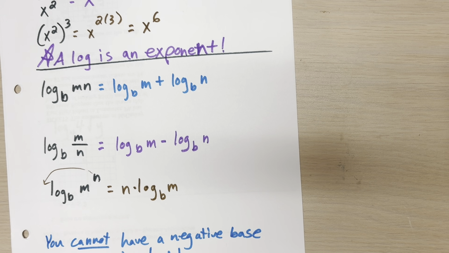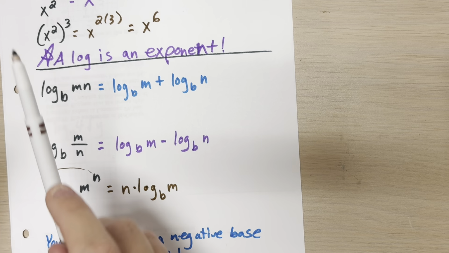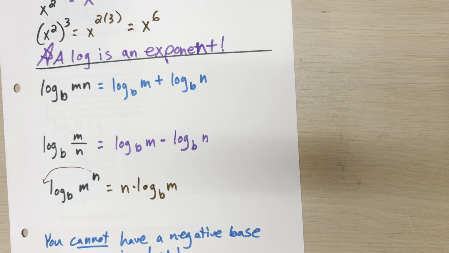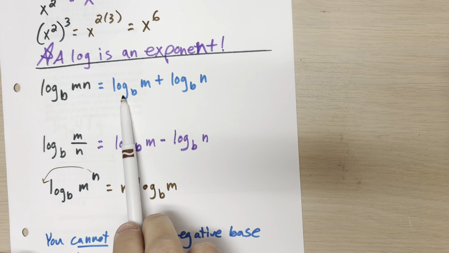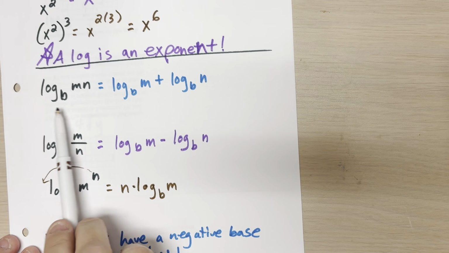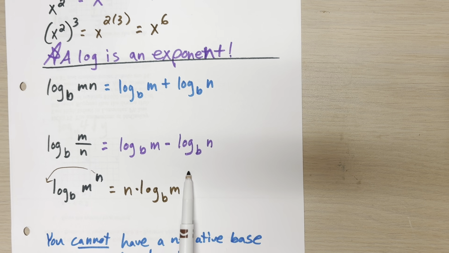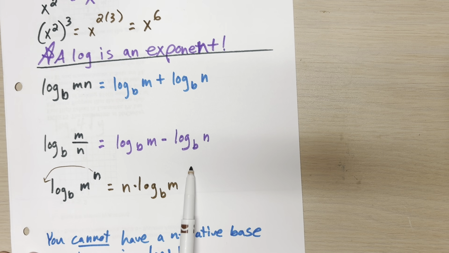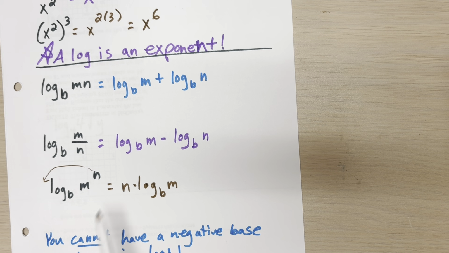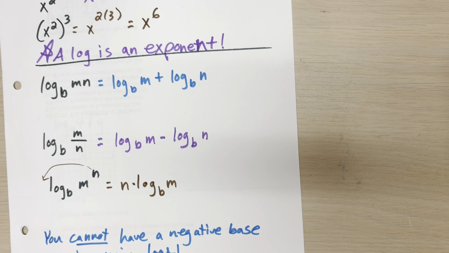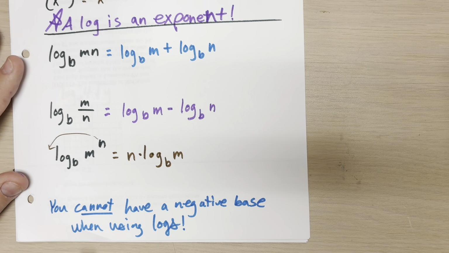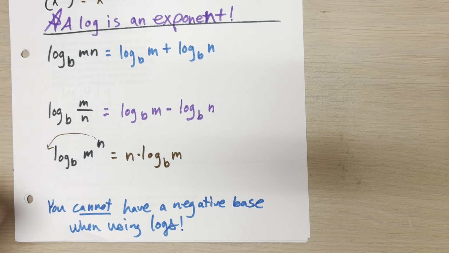Okay. If you are expanding, you're going from something that's small to something larger. You can also go the other way with this. So if you see two logs being added, you can put them together with multiplying. If they're being subtracted, you can put them together with division. If they're being multiplied, you can bring that exponent or the coefficient up in front. Let me say that again. You can bring the coefficient up front, up to the top as an exponent. Okay, so you can go back and forth either way with this. An important thing to remember, you cannot have a negative base when using logs.